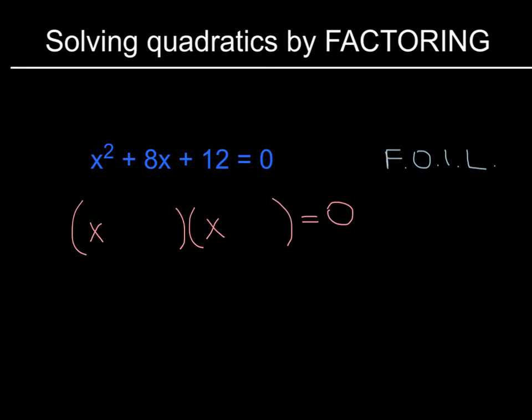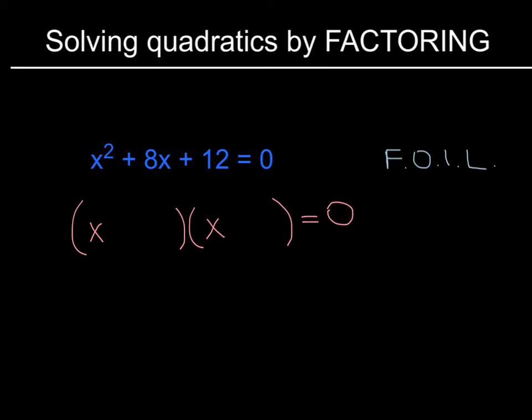So I know that the first spot in my first parenthesis times the first spot in my second parenthesis have to give me this first term. Okay, the only way to get x squared is to have x times x.